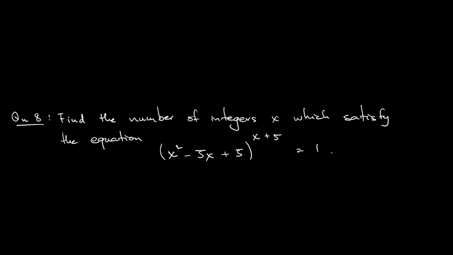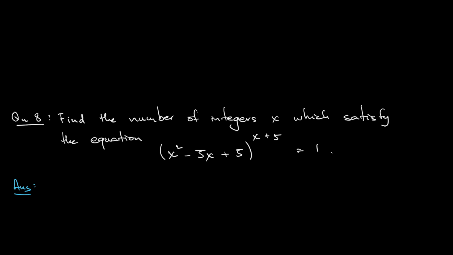Next, question 8. The question says to find the number of integers x which satisfy this equation. So another way of asking would be to solve this equation whereby x is only an integer. Okay, let's try. If x is an integer, the base is an integer, then the power is also an integer. So an integer raised to a power of an integer is equal to 1.